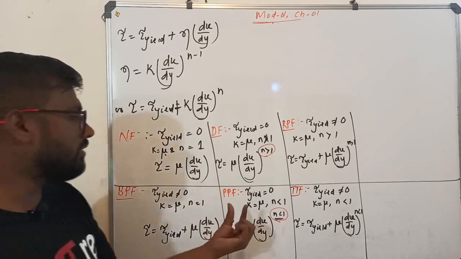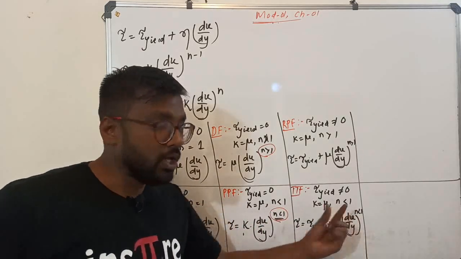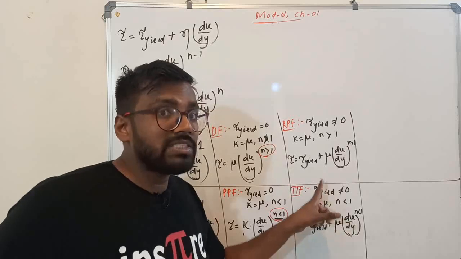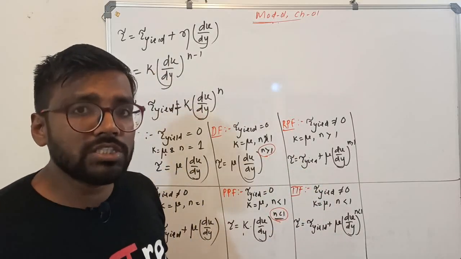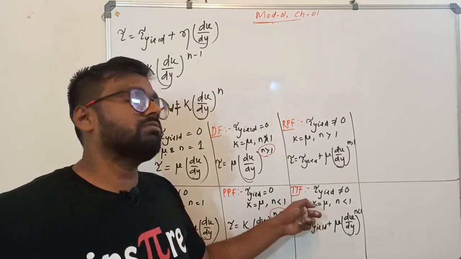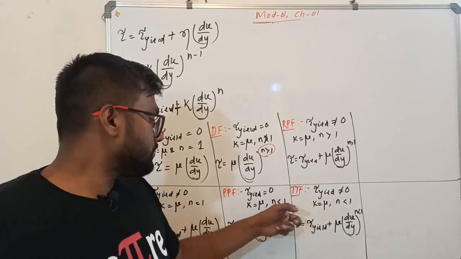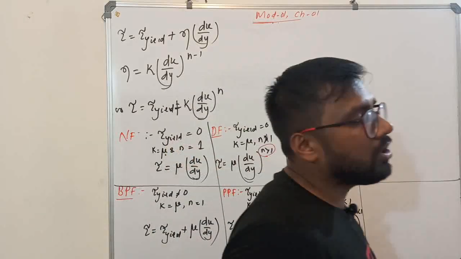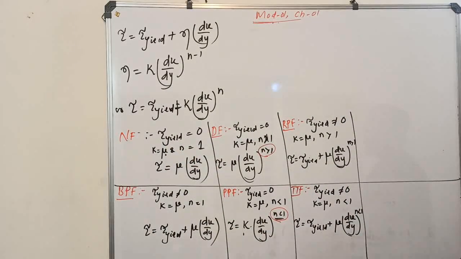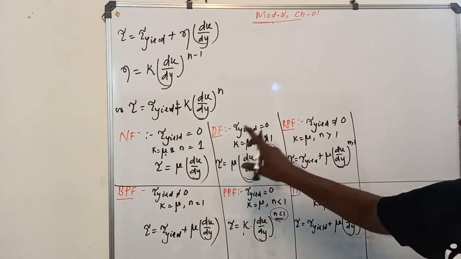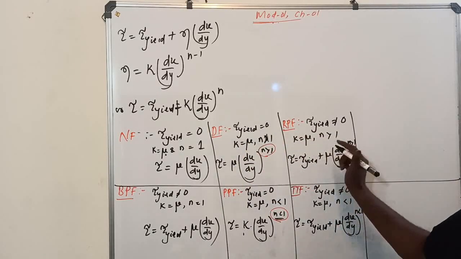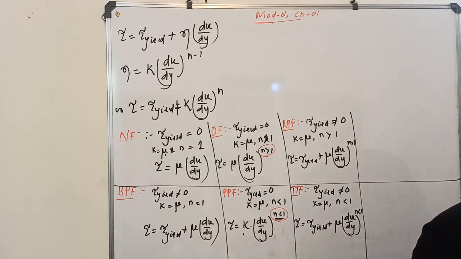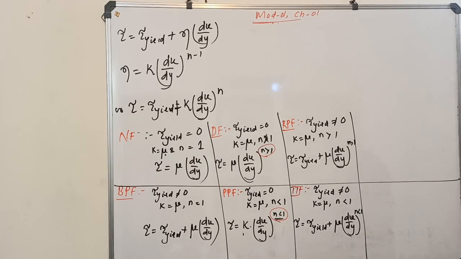In exam, suppose they have given k is equal to mu and n is less than 1. Okay, don't jump and write it's a pseudoplastic fluid. No, check whether a non-zero tau yield is present. Means initial forces are required to overcome the viscosity barrier. Yes or no? If it is yes, it's a thixotropic fluid. If it is zero, then it is a pseudoplastic fluid. Similarly, you check between dilatant fluid and rheopectic fluid. They are kind of the same, but what is the difference? There is some tau yield value here.